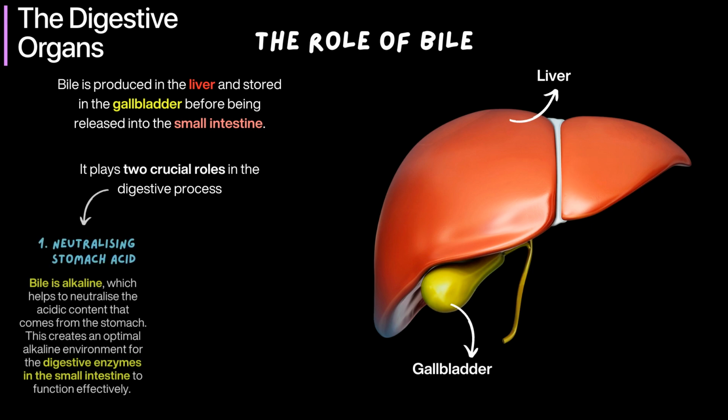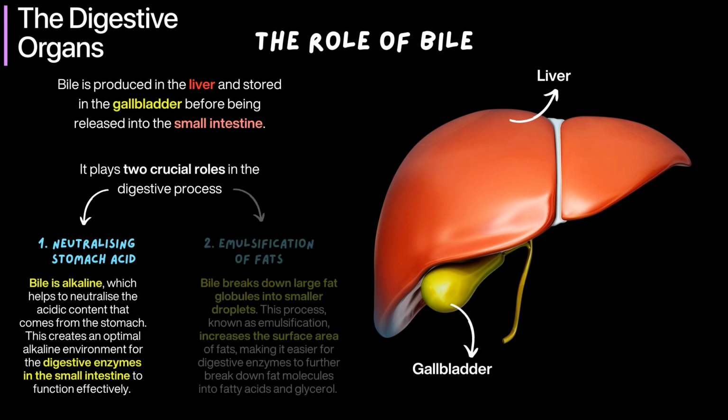Firstly, bile is capable of neutralizing stomach acid because it is alkaline. This helps to neutralize the acidic content that comes from the stomach, which creates an optimal environment for the digestive enzymes in the small intestine so that they can function effectively.